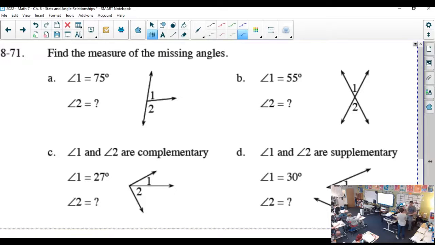I don't know that I can do anything to fix that, so you can use one of these if you want. But we're not measuring. Remember, we're not using the protractor for these. Now we're using the special relationships.